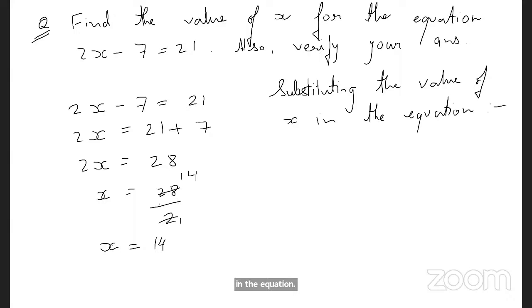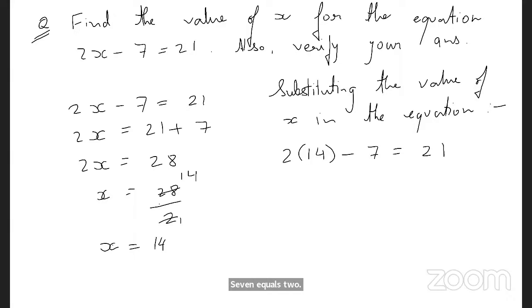Okay. Now we put the value of x in the equation. How? x equals 14. So 2 in the bracket for 14, minus 7, equals 21.